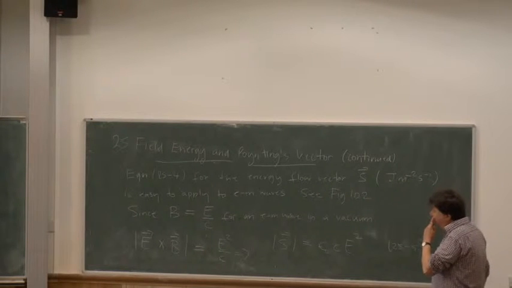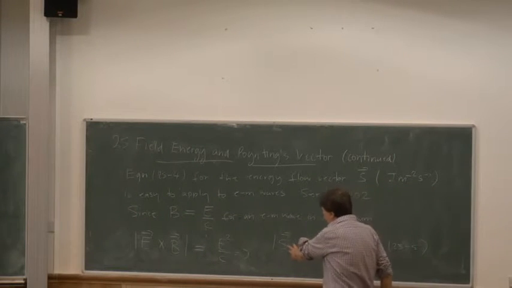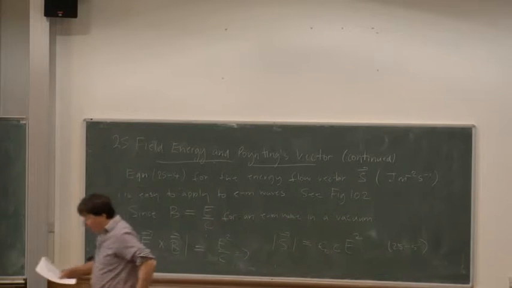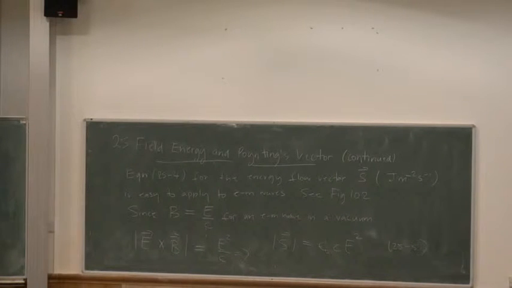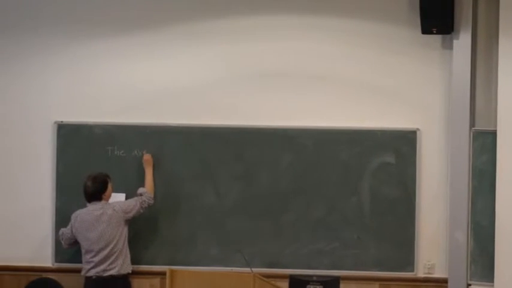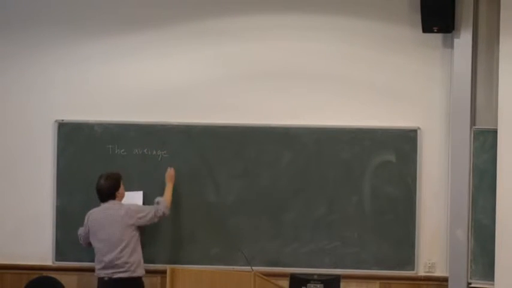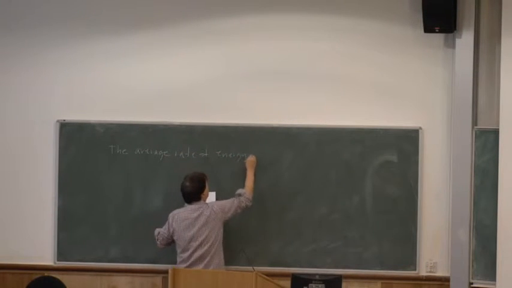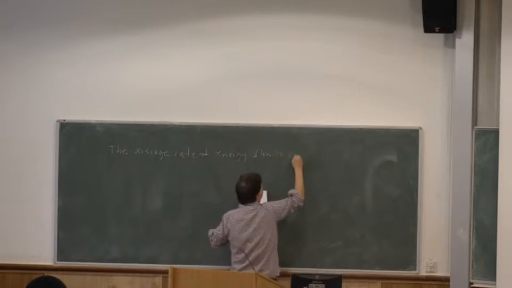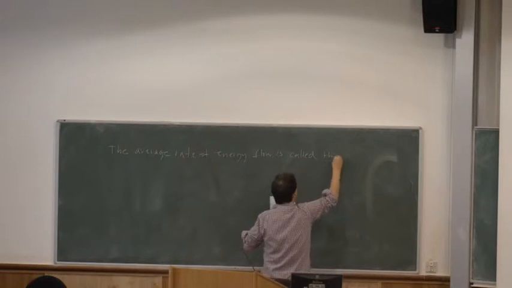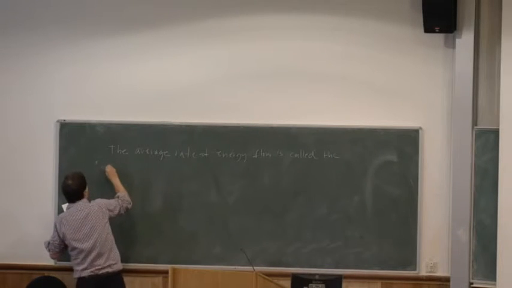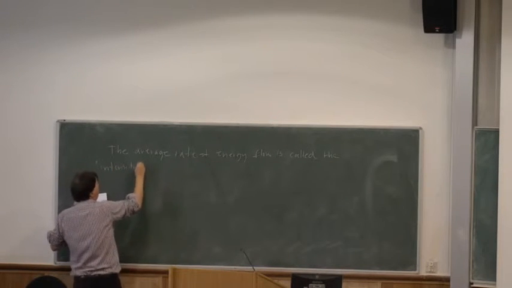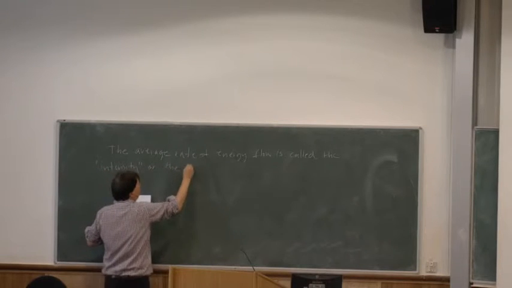So now, you remember, this is indeed what we would call the irradiance of a wave. We'll have to be a bit careful, and I'll explain the importance of the word average in a moment. The average rate of energy flow is called, of course, the intensity or the irradiance of the light.